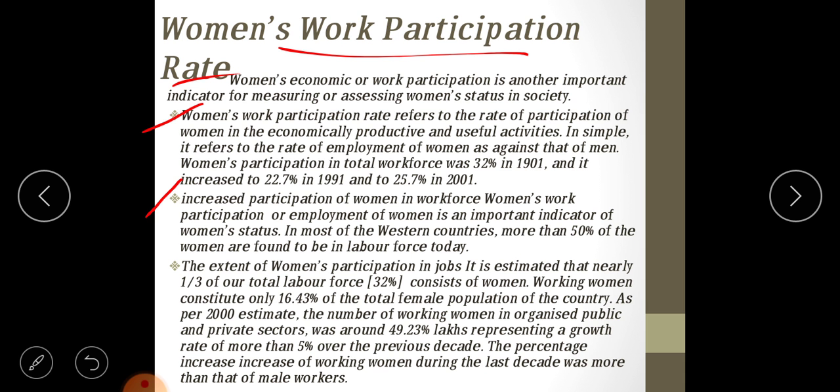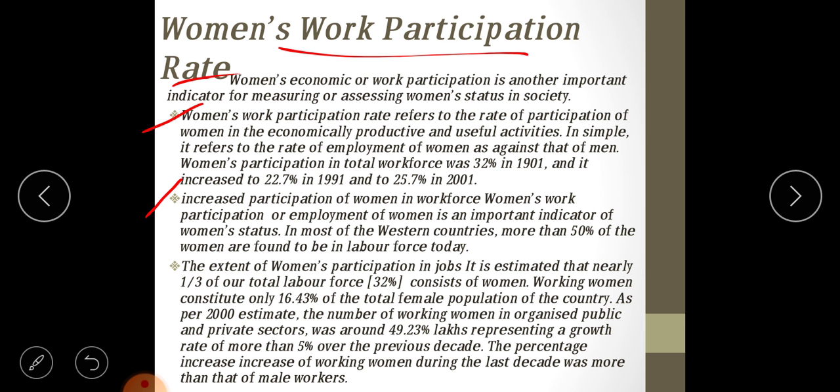Next, increased participation of women in the workforce. Women's work participation or employment of women is an important indicator of women's status. In most of the Western countries, more than 50% of the women are found to be in the labor force today. For example, in the USA in 1900, around 20% of women were found in the labor force, and in percentage it increased to 60 in 2002.